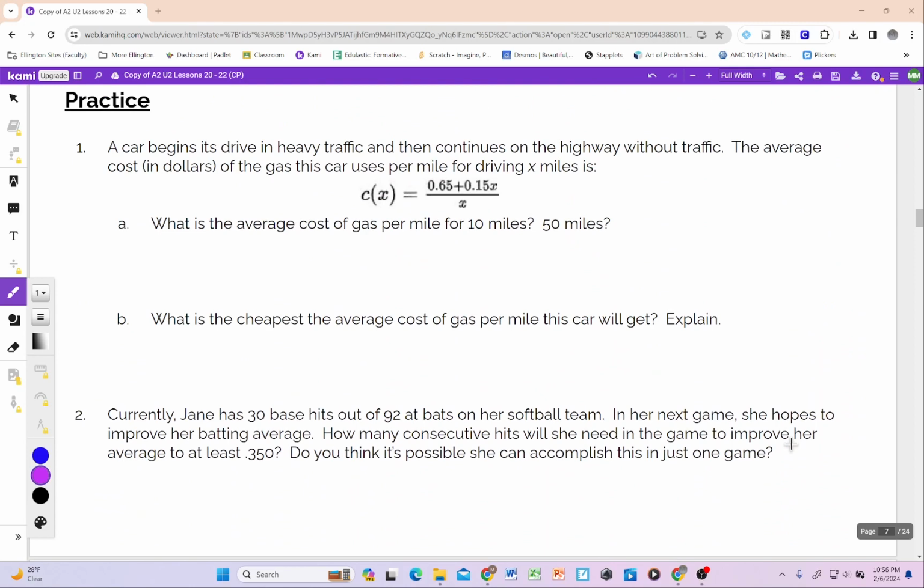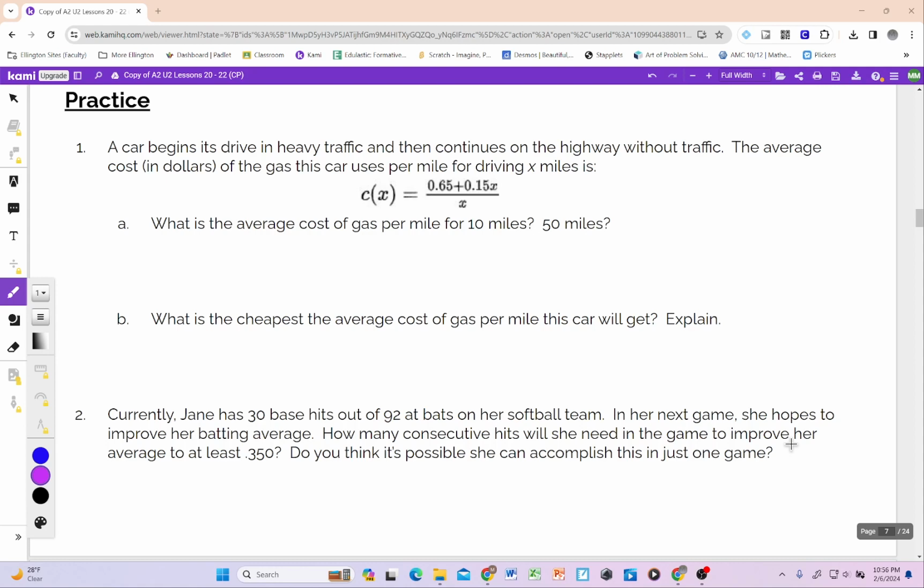So let's do a little bit of practice before we call it a day, shall we? Same idea. A car begins its drive in heavy traffic and continues on the highway without traffic. The average cost of gas this car uses per mile for driving x miles is given as follows.